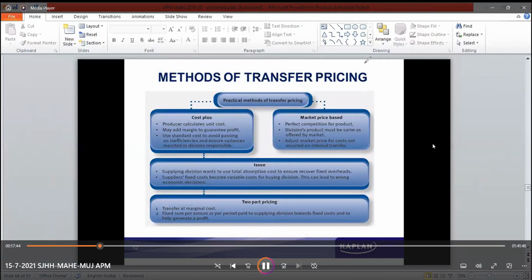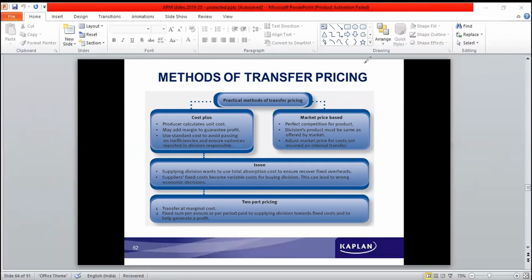It says practical methods of transfer pricing. First one is cost plus. In cost plus, the producer calculates unit cost plus a profit margin. Many add margin to guarantee profit. Use standard cost to avoid passing on inefficiencies and ensure variances are reported. That is, they have tight control over their cost, ensuring that there is no excess cost incurred and all their costs are appropriately spent and incurred. So the price is cost plus profit margin. That's the first practical method of transfer pricing.